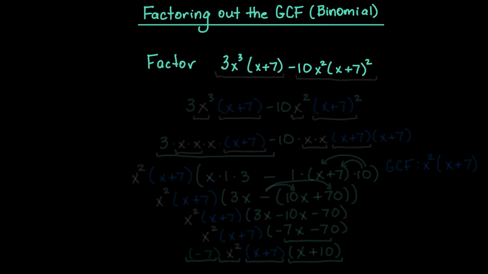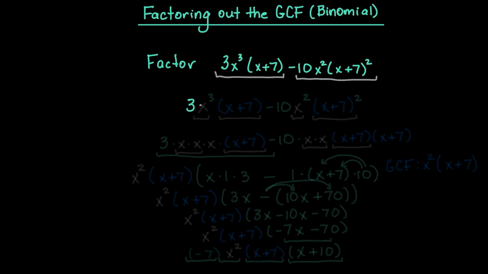For our last example, made it a little bit more complex. So let's look at our terms. Our first term is 3x cubed times x plus 7. And our second term is negative 10x squared times x plus 7 squared. Let's rewrite.